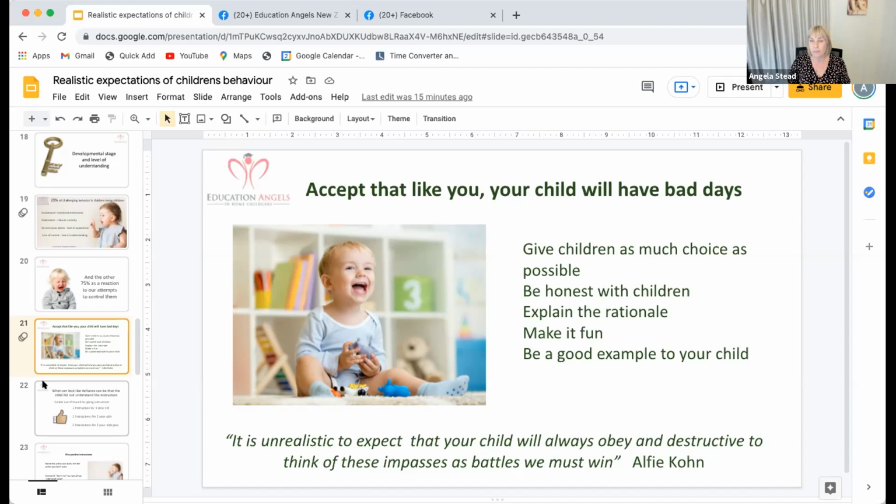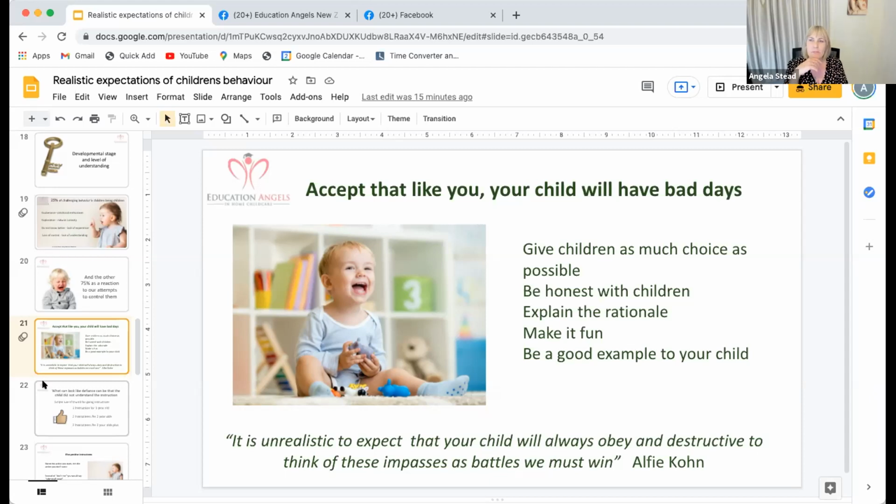Make life fun. Make things into a game. So, you know, most people you'll see will make cleaning children's teeth into a game, or they'll play games and make the whole bedtime routine into a fun experience. All of these little tricks can help make what might be a routine task into a very positive experience for you both. And always be a good example to your child.